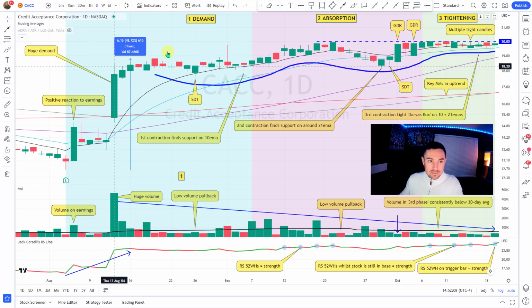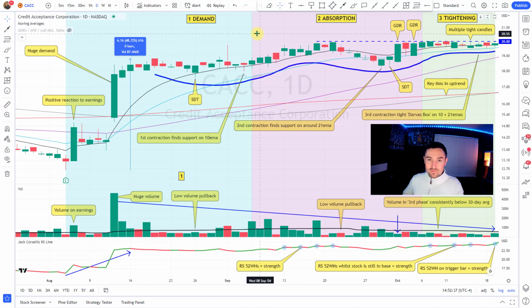The tightness in price, the big demand moving in, then the inability for price to really pull back, the respect to the key moving averages, the volume drying up, the 52-week highs in the base, these really nice gap down reversal bars coming through, the shakeout demand tails. This is actually a gap down reversal bar which quickly reclaims the 21 EMA, the three contractions, the extreme tightness in volume and price in the third and final bit, and the 52-week high on the trigger bar. I mean, on the trigger bar you get a 52-week high.